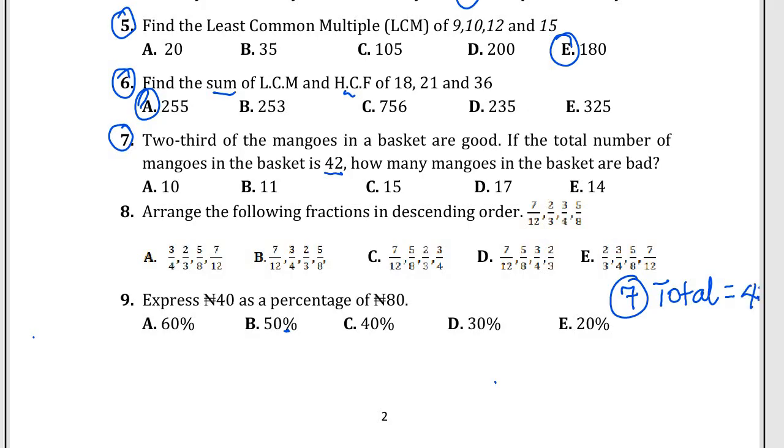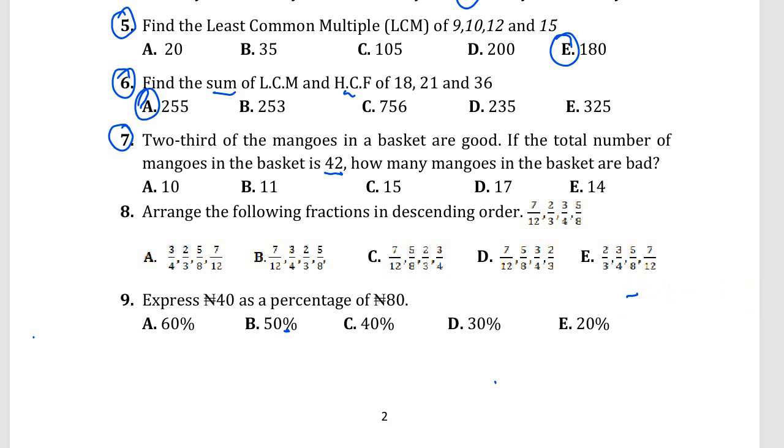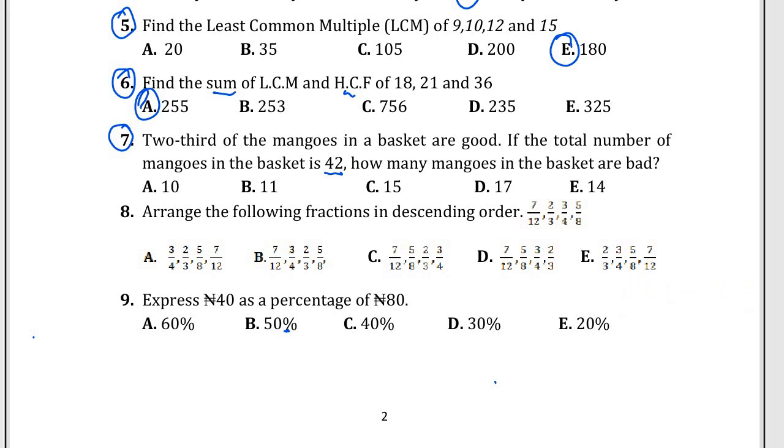Write it down. Okay, I'm going to abbreviate total. Total T is equal to what? 42. Now we were told that G, which represents good, 2/3 of the mangoes are good. So we need to get the fraction that represents the bad mangoes.